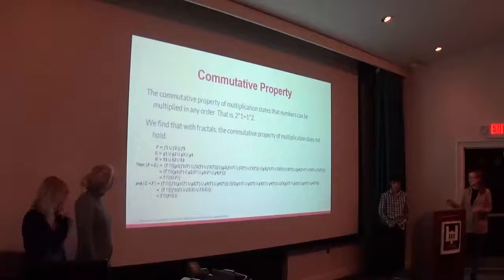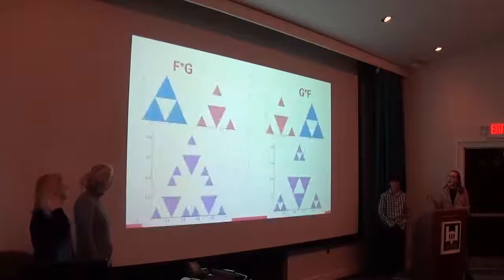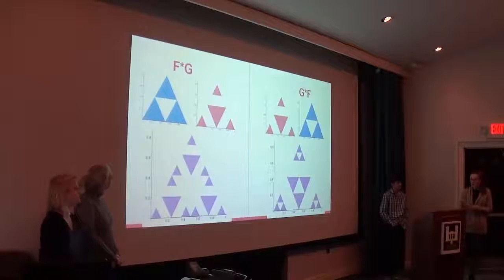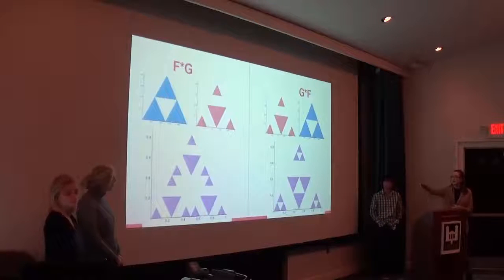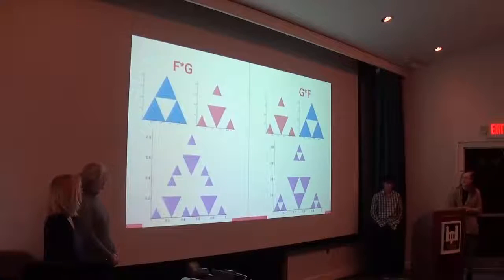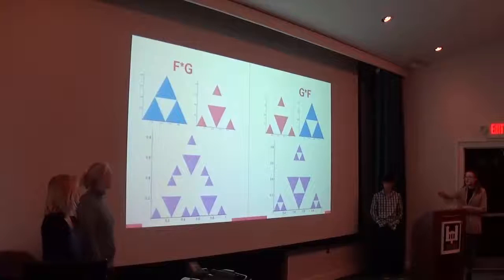So this is the calculation for it. It's nice and scary. But the visual images are a lot more revealing. So what we can see, as Jonathan explained, is if we have f star g, we are taking fractal g from over here and applying it to every subtriangle of fractal f, which produces the image down here on the bottom.